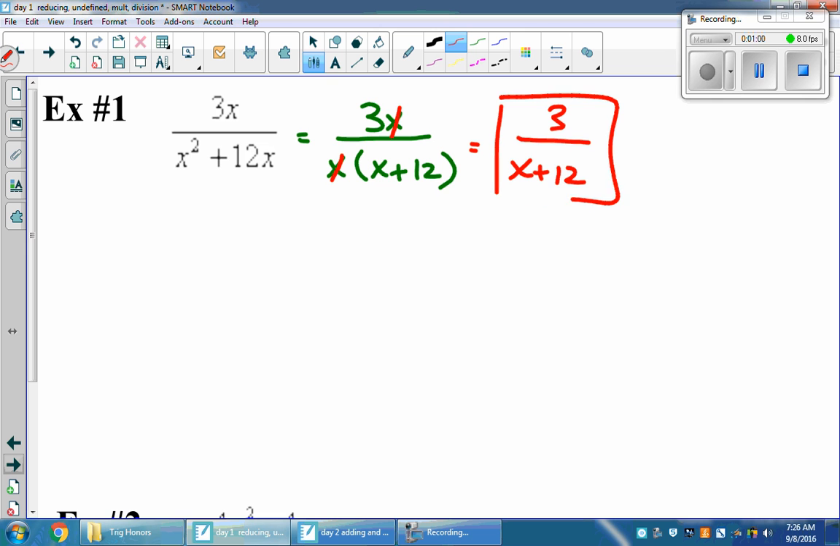That is my answer. I just want to bring this up. Please make sure when you cancel these, we don't get 2x. We don't do that.